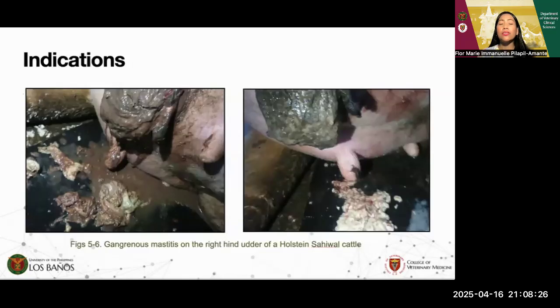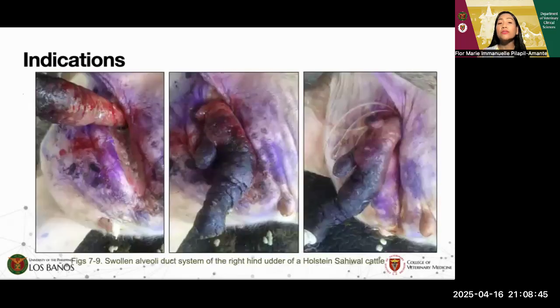Furthermore, I have another cattle patient here, and figures 5 to 6 are showing us gangrenous mastitis on the right hind udder of a Holstein Sahiwal cattle. And we can imagine how foul-smelling this case is because we see a lot of pus coming from the teat of the cattle patient. Removal of the gangrenous mastitis resulted in the swollen alveolar duct coming out from the hole made by the severe mastitis.